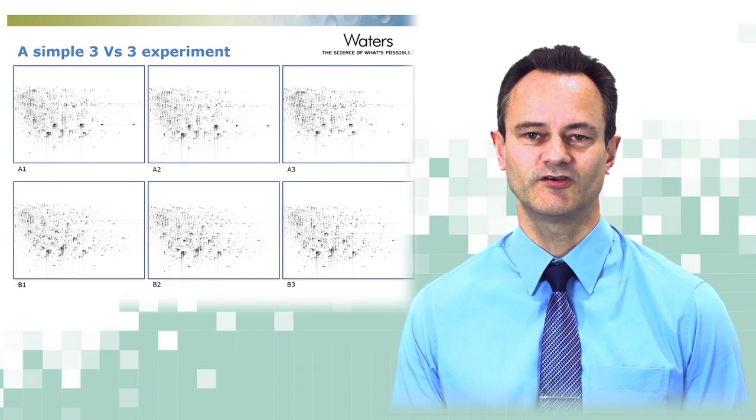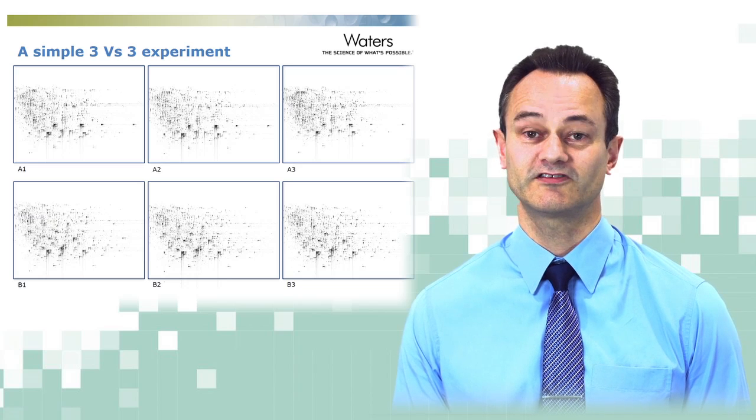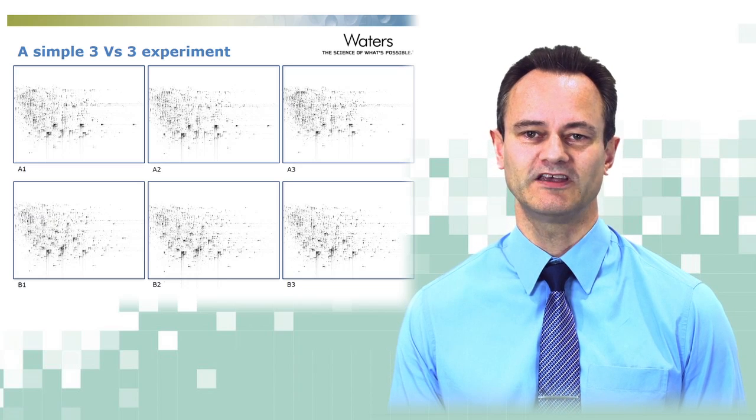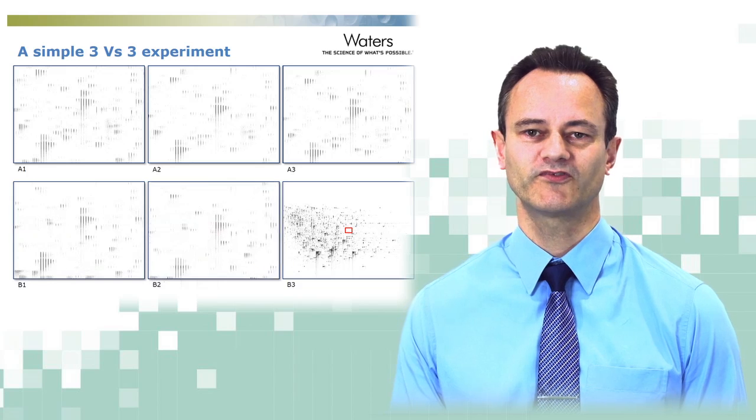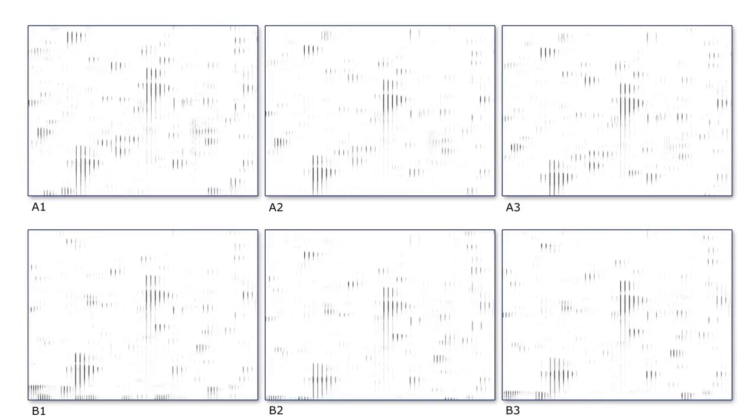Well, here we have a simple 3 versus 3 Discovery Omics experiment with conditions A and B to compare. If we zoom in on the same area of all 6 ion maps, we can see more detail of the individual ions, including the isotope peaks. The first step of the workflow is to align the data before any detection occurs. To do this, Progenesis QI automatically chooses one sample as the alignment reference. In this case, it's chosen A1, and all the other samples are then aligned against it.